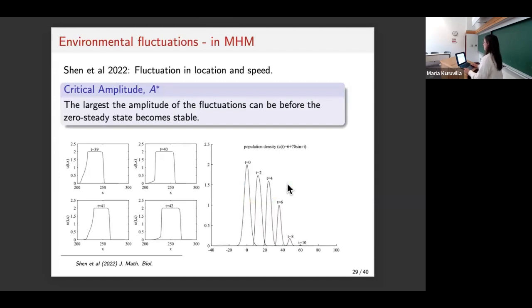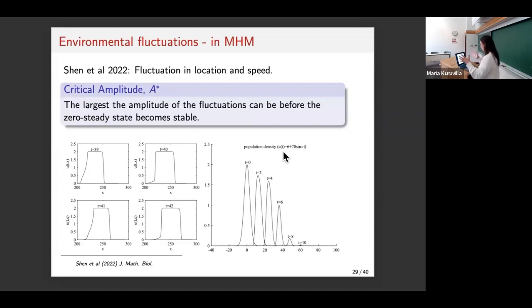Perfect. There are some analytical results for periodically varying speeds done by Chen et al. They looked at fluctuation in location and speed. So not the varying ones, but this would fit the in phase case. And they find that there exists a critical amplitude, the largest amplitude of the fluctuations can be before the population goes to extinction, or the zero steady state becomes stable.